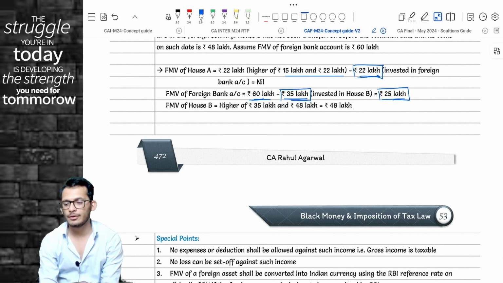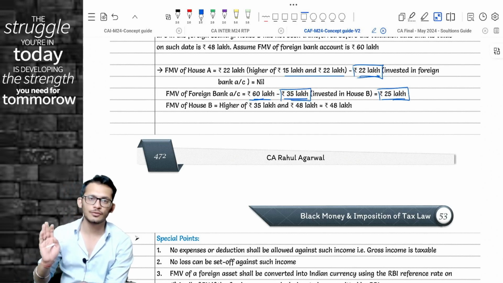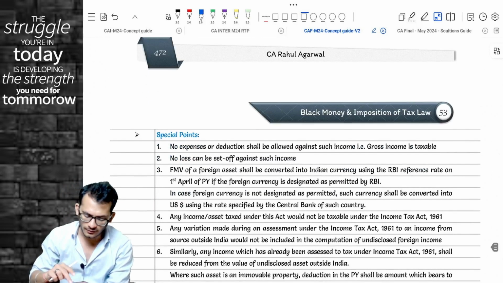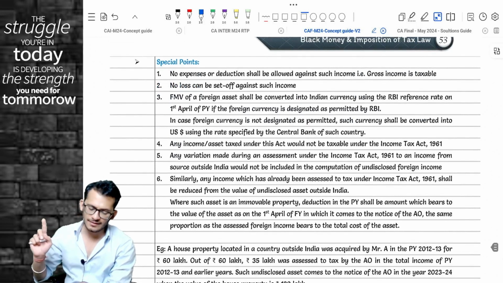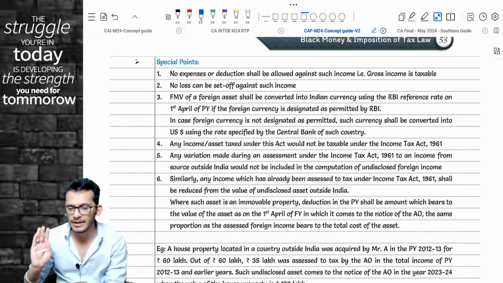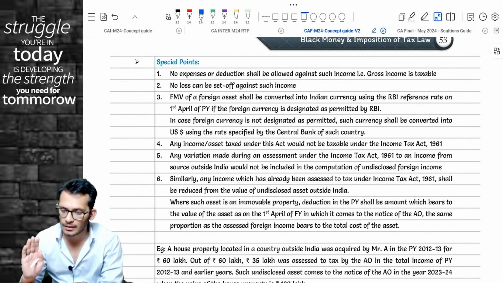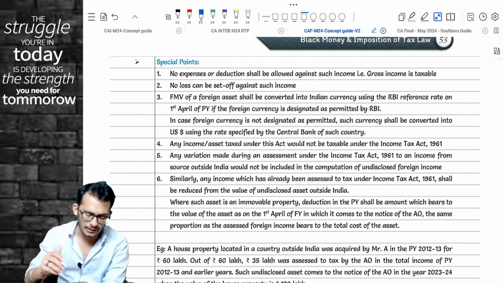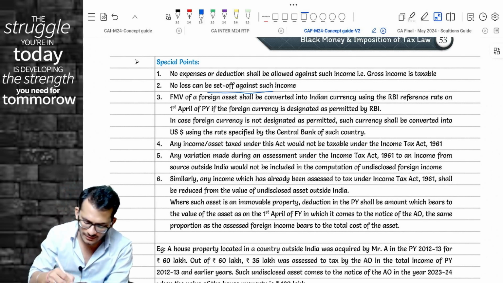This is what you need to know. Fairly, the chapter is over. Few points for you to know. One is, no expenses or deduction shall be allowed against any income, meaning black money will be taxable at gross value, same as unexplained. Second, no losses can be set off against such income.